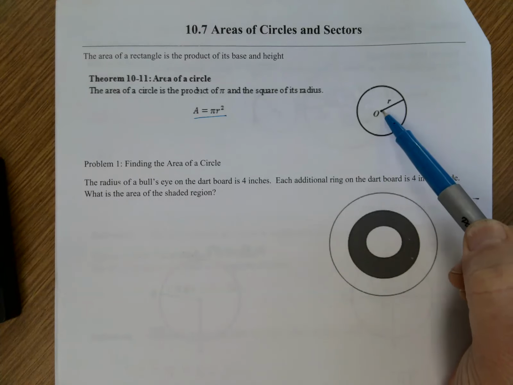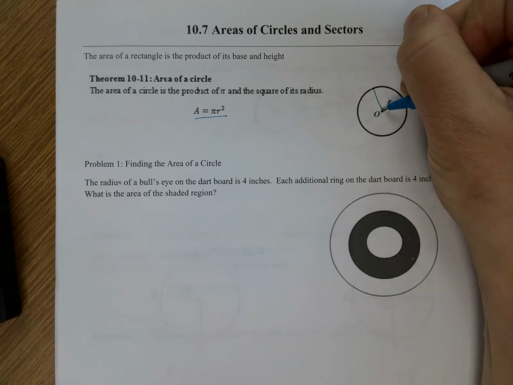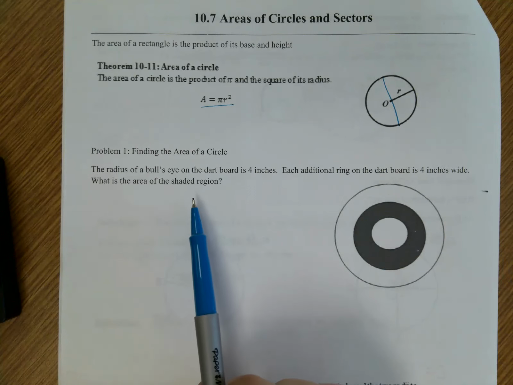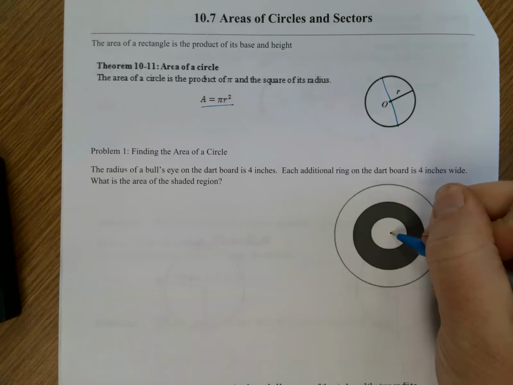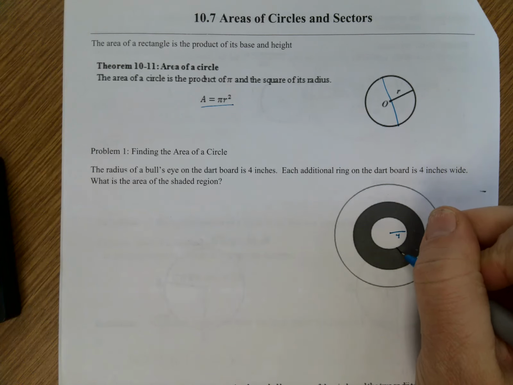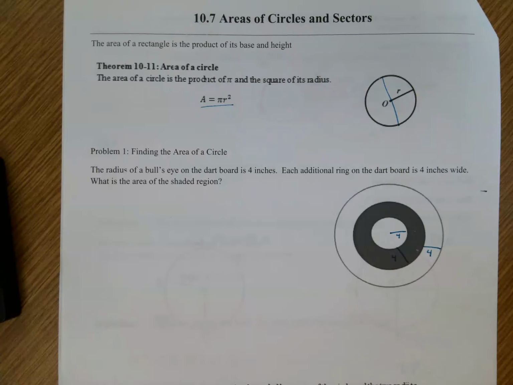The distance from the center of a circle to the edge is your radius. When you cut straight down the middle, like this, that would be your diameter. It says the radius of the bullseye of the dartboard is 4 inches. A lot of times you should draw in what you know. So that right there is 4. Each additional ring is 4 inches. So this right here is 4 inches and this right here is 4 inches.